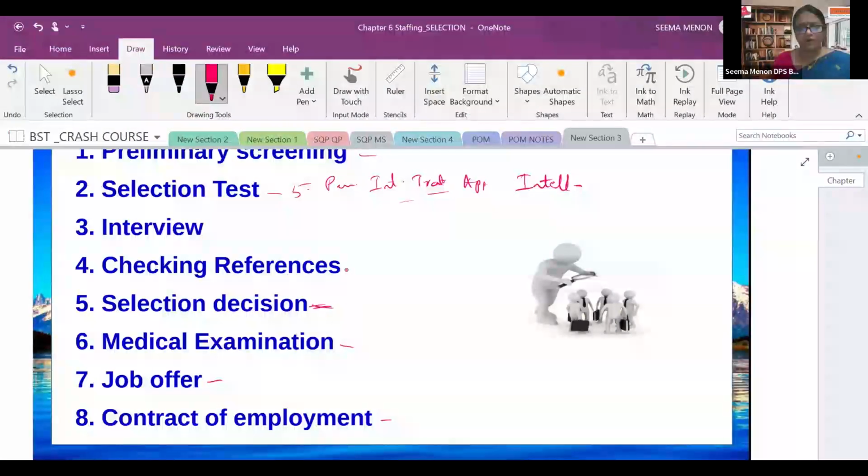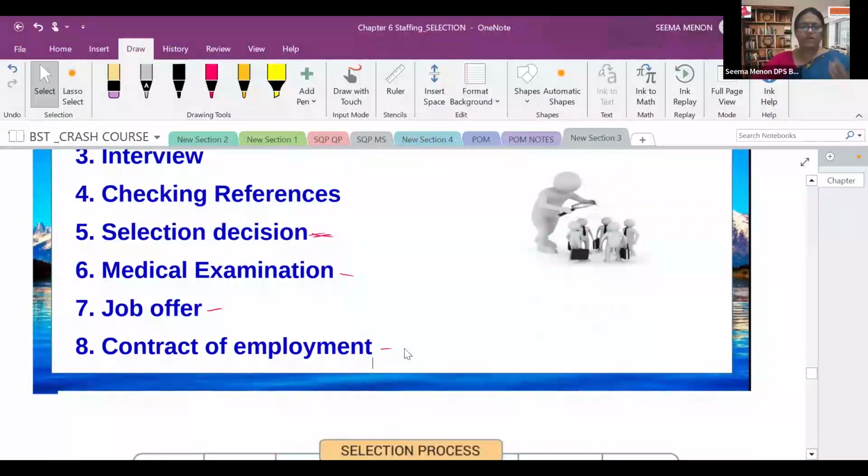Contract of employment: employer and employee will make a document that shows the terms and conditions of the job, including job title, their responsibilities, duties, and their terms and conditions regarding leave policies. All this will be mentioned in the contract of employment.